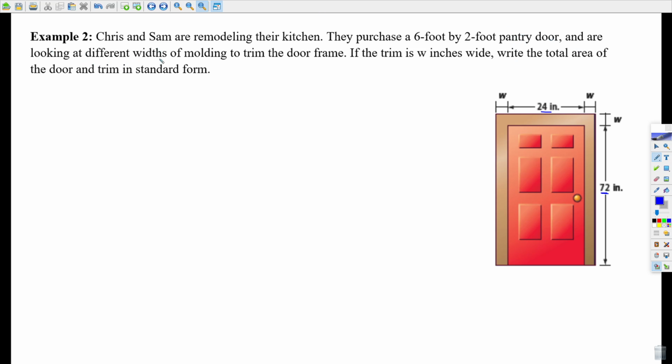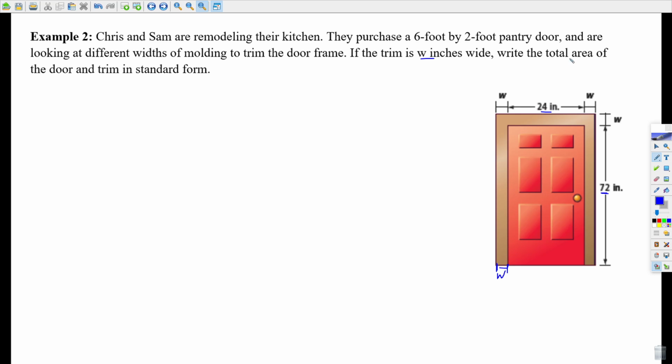And they're looking at different widths of molding to trim the door frame. So this is the brown part going out around the door. It's going to trim the door frame. If you've noticed that in your house, you usually have some kind of trim, or they call it molding, going around the door. If the trim is W inches wide, so it's actually labeled on here for you, the thickness of this trim from one end to the next, from here to here, is W inches. It could be 1 inch, it could be 2 inch. You can get all kinds of sizes of trim.